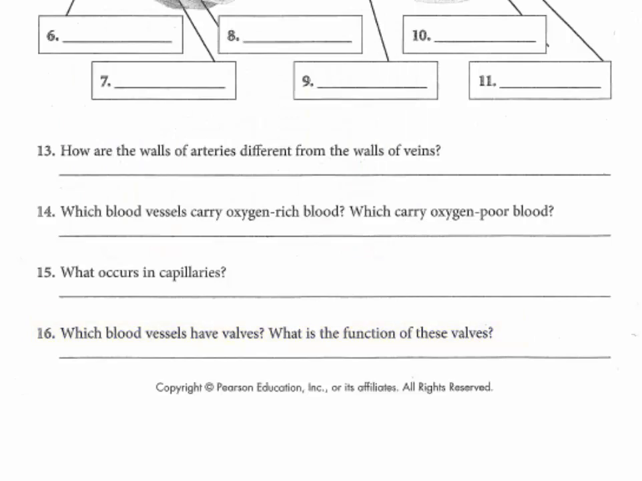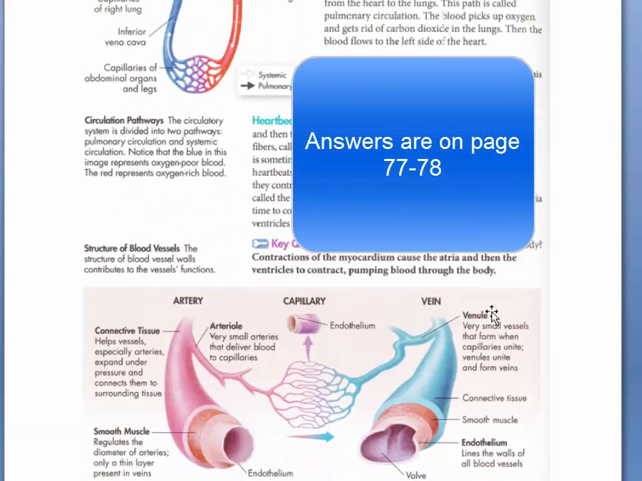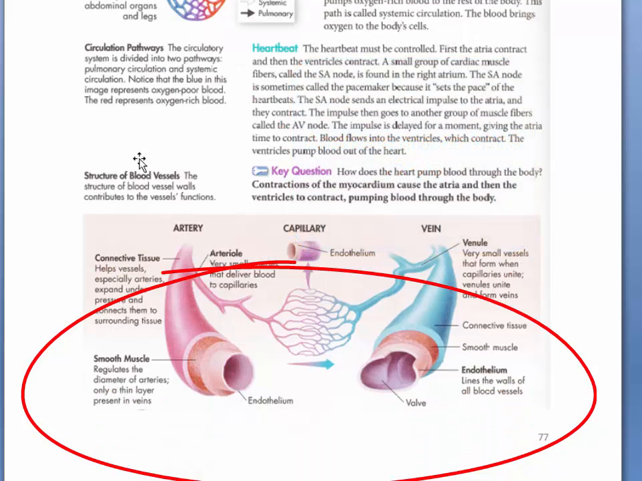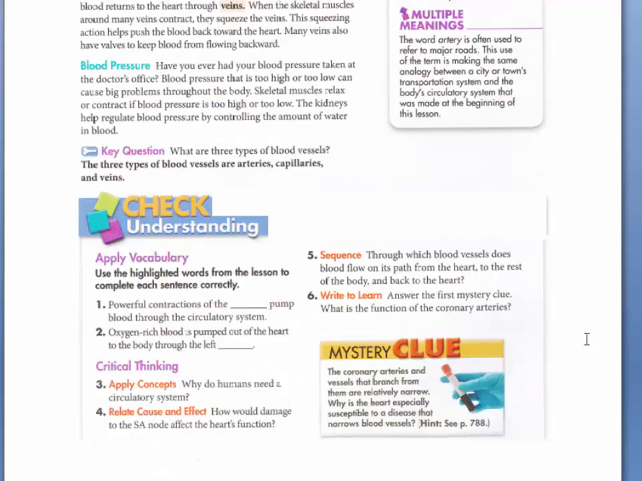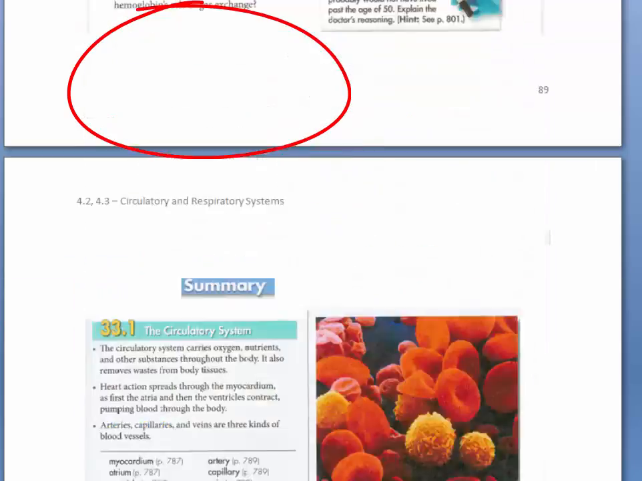The answers for this quiz are on page 77, right here. So you're going to use this diagram to answer the quiz on page 94. And on the next page, 78, you get more information about how arteries, capillaries, and veins are different and how they're the same.